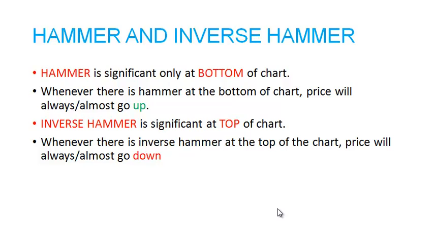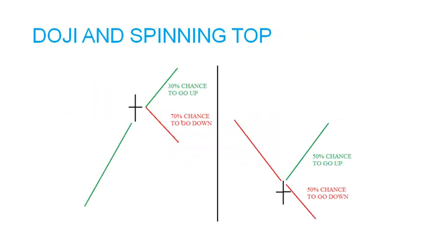So to reiterate, hammer is significant only at the bottom of the chart. Whenever there is a hammer at the bottom of the chart, the price will almost always go up. Inverse hammer is significant at the top of the chart. Whenever there is an inverse hammer at the top of the chart, price will almost always go down.